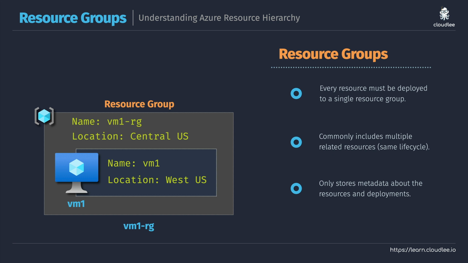I could have several other different resources as well. Maybe I've got a database in there that's in Australia. Maybe there's some other services deployed to India. They could all exist within this same resource group, even though the resource group itself is in a different location.